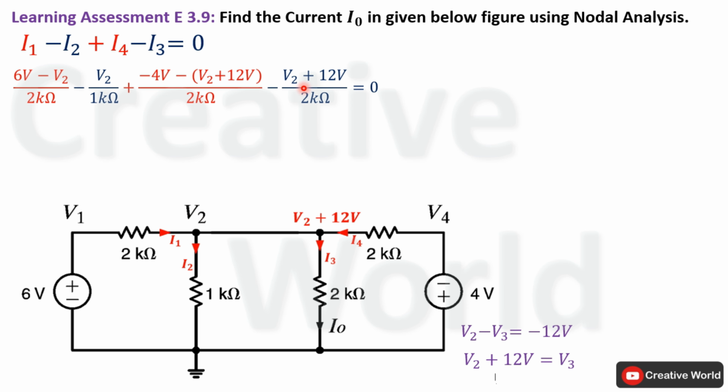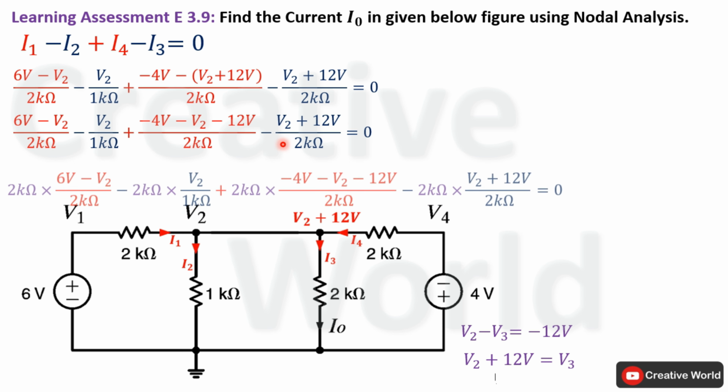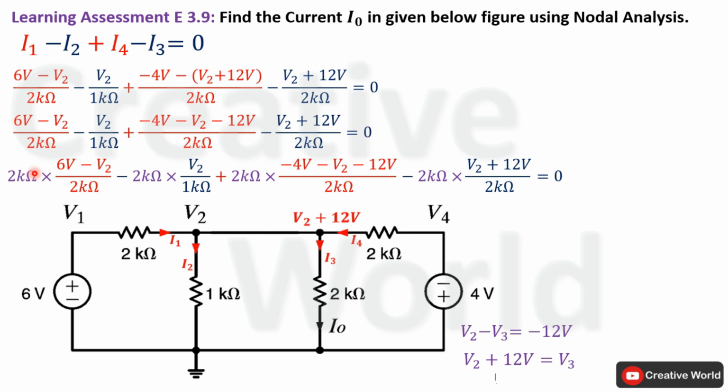Now we will solve this equation. First of all, open these brackets. It will become minus V2 and minus 12 volt. In order to omit all denominator values, we will multiply this equation with 2 kilo ohm on both sides. This 2 kilo ohm will cancel out with the product of 2 kilo ohm. Only 6V minus V2 will be left. Here 1 kilo ohm will cancel out with 2 kilo ohm, only 2 will be left, and that 2 will be multiplied with V2, it will become 2V2.